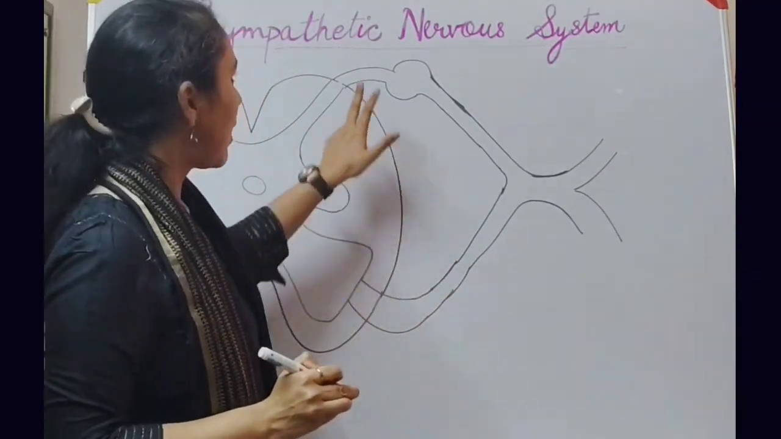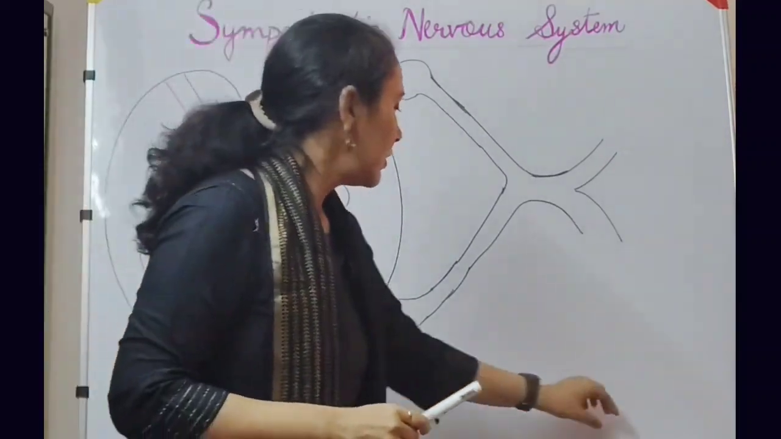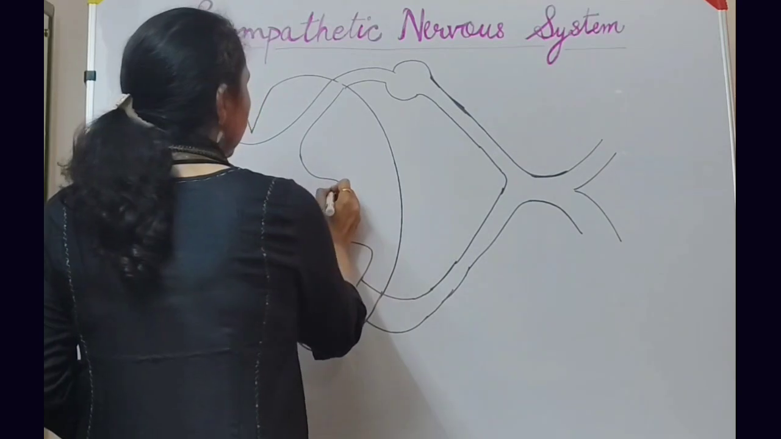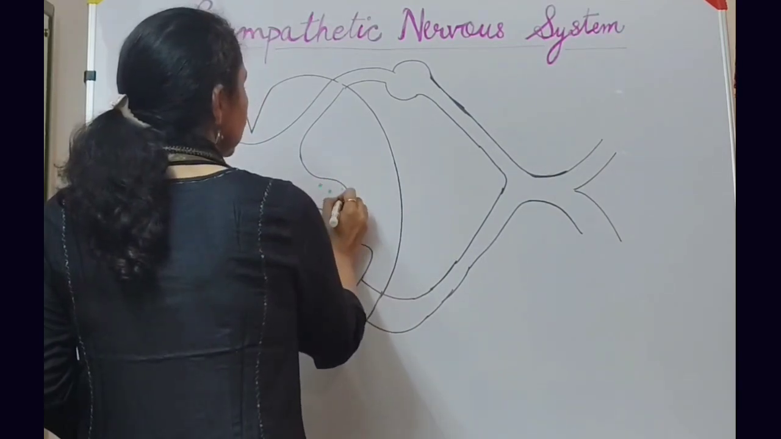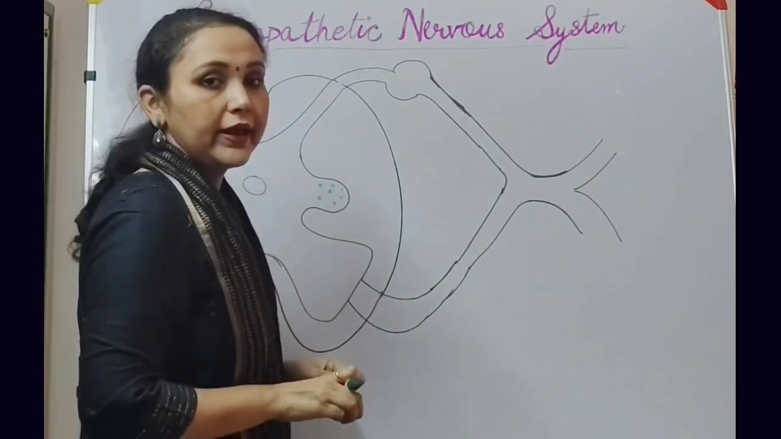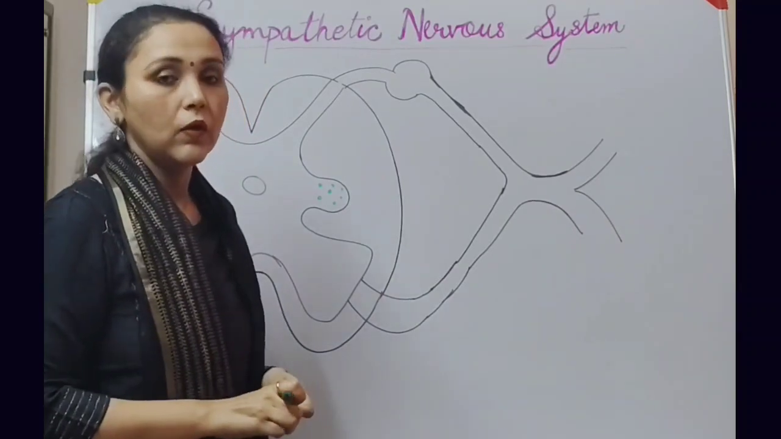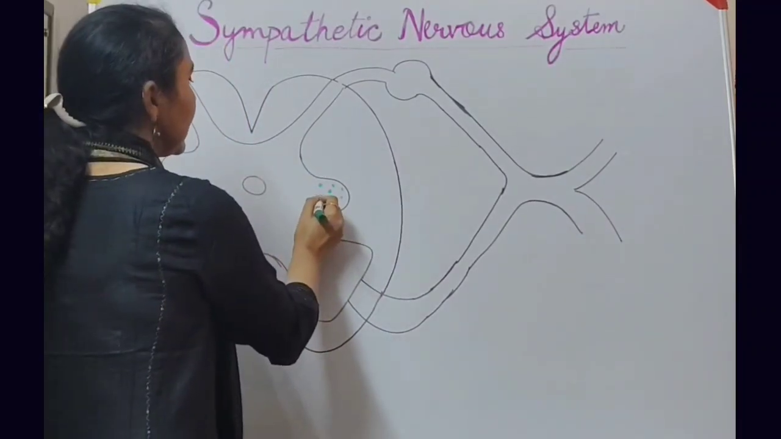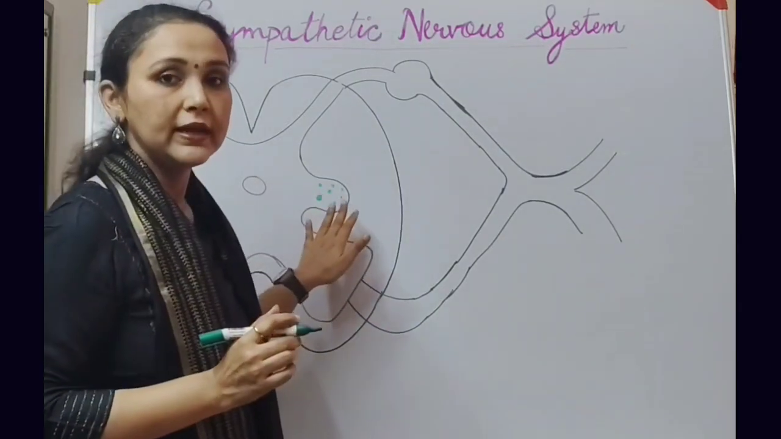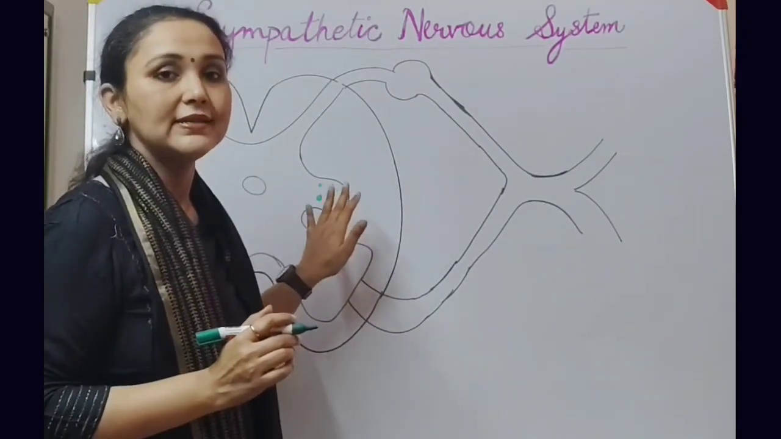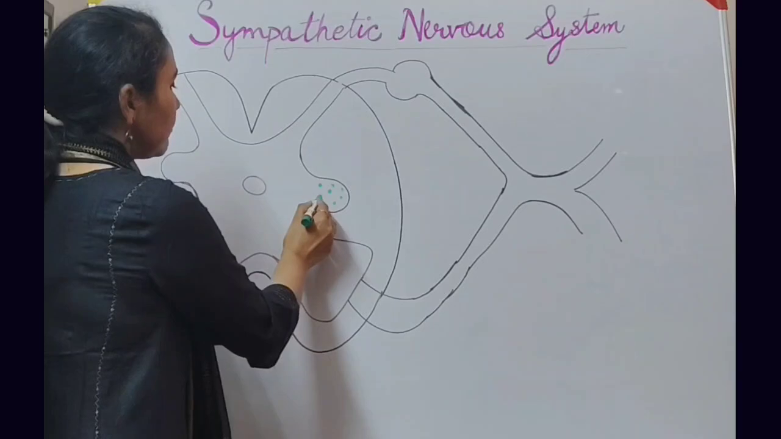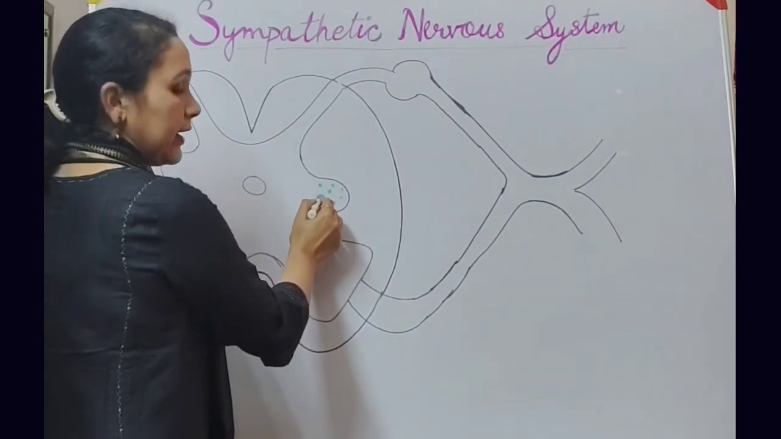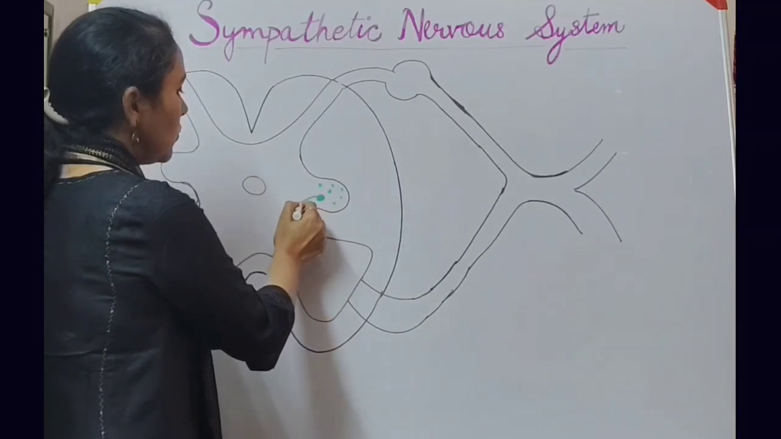Now we will talk about the sympathetic nervous system. We can use another color for it. So there are neurons present in the lateral gray horn of T1 to L2 spinal segments. The preganglionic fibers, we call them preganglionic because they have not relayed till now. They start from the neurons present in the lateral gray columns of T1 to L2.